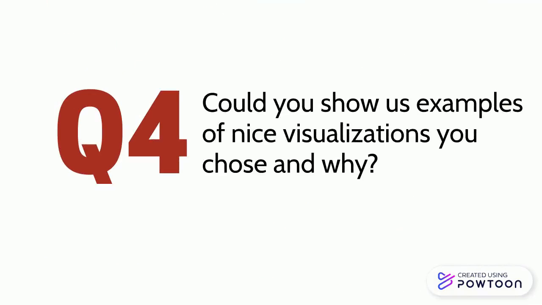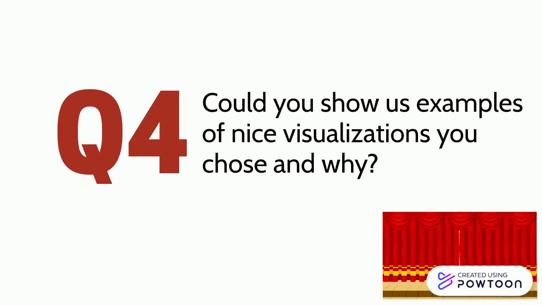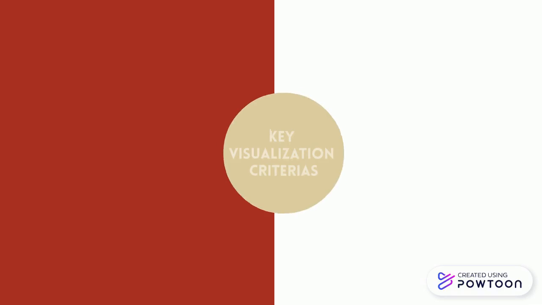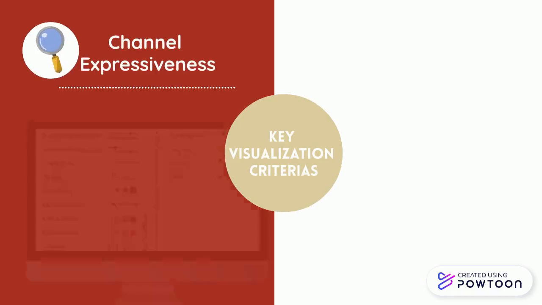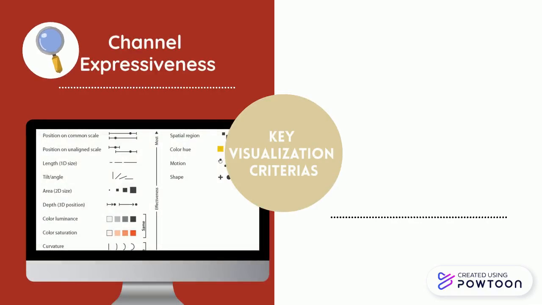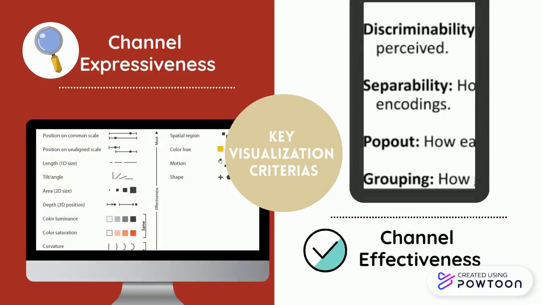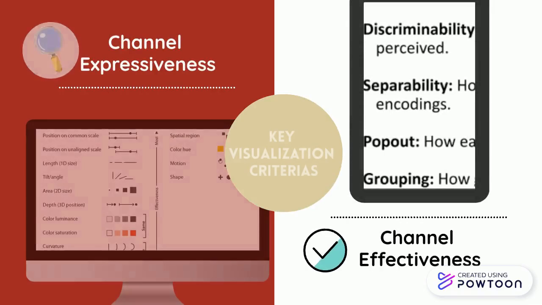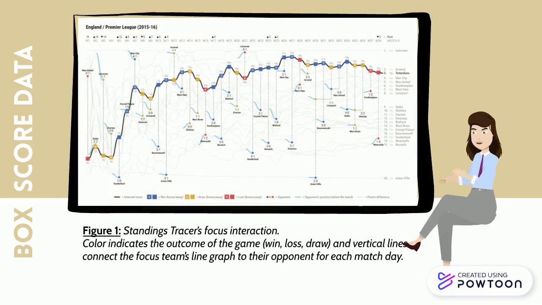Question 4. Could you show us some example of nice visualization you choose, and why? For the visualization, we selected the ones that best meet channel's effectiveness and expressiveness principles. We are looking for a good use of color, accuracy, separability, and pop-out. One of the best graphs we found regarding box score data was this one from the Premier League's 2015-16 season. Its functionality to select a specific team meets most of the criteria mentioned above.